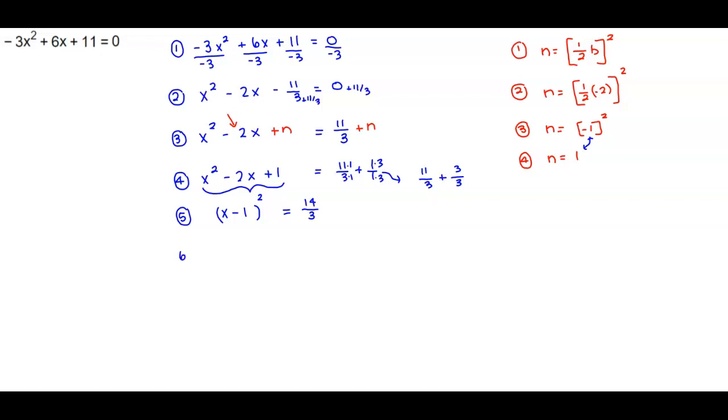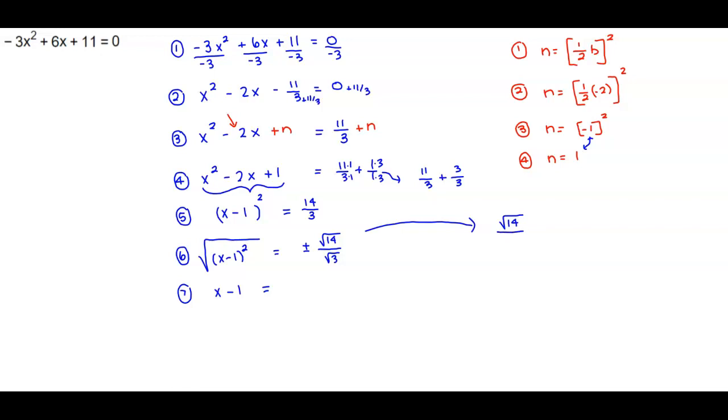Now in step number 6, we're going to take the square root of both sides. So we have the square root of x minus 1 squared, and that's going to equal plus or minus the square root of 14 divided by the square root of 3. On the left-hand side, we're going to end up with x minus 1, and that's going to equal the square root of 14 divided by the square root of 3.